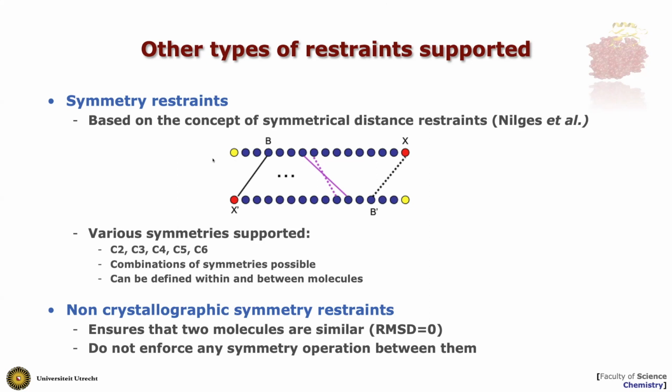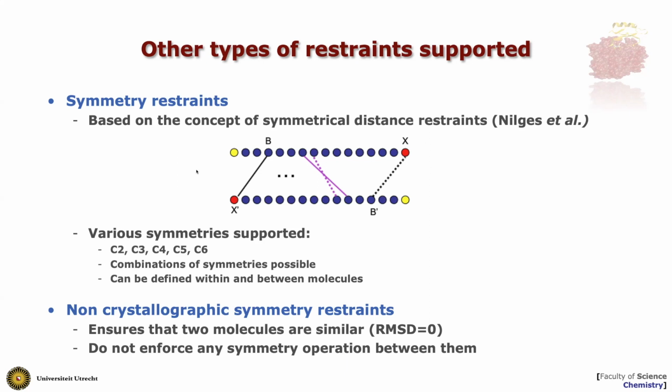And if you define an energy function that requires that the difference between those symmetrical distances should be 0, and you define such distances along the entire backbone, you effectively enforce that your solutions at the end satisfy a C2 symmetry. And you can expand this idea to more symmetries. So currently we have C2 to C6 symmetries that are available in HADDOCK.